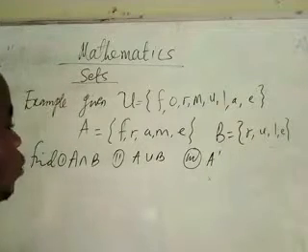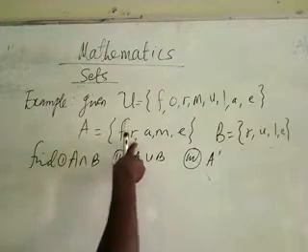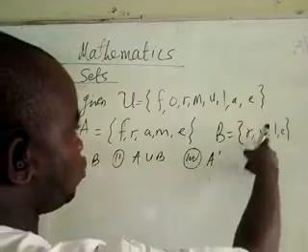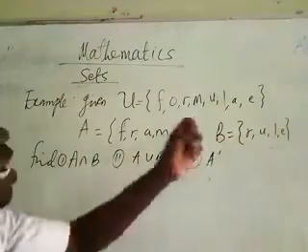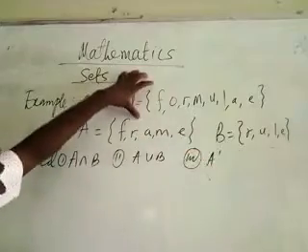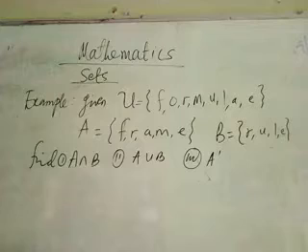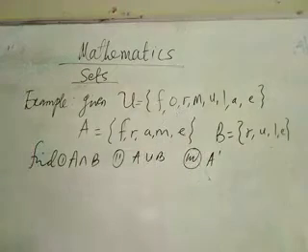In the problem, we're told that set A is equal to F-R-A-M-E. Set B is equal to R-U-L-E. You understand? A and B are subsets of the universal set. That is, they are part of the universal set. We're going to look at subsets. I will explain subsets to you. Now, A and B are subsets of the universal set.